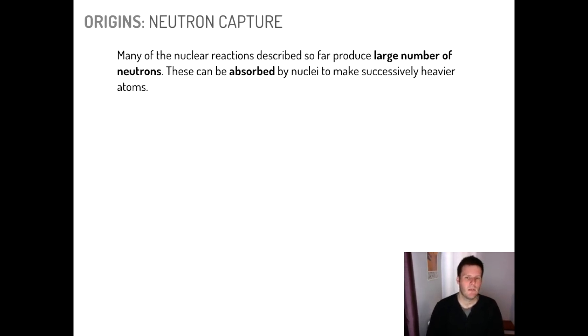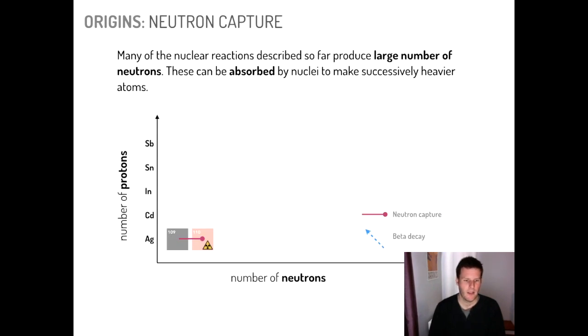Now, many of the nuclear reactions that we've described so far produce large numbers of neutrons. If we have large numbers of neutrons, these can be absorbed by nuclei to make successively heavier atoms. This is what we talked about right at the very beginning when we talked about neutron capture. So, in this example, we have on the y-axis the number of protons, so this tells us the periodic element, and on the bottom axis we have the number of neutrons. So silver 109 can be converted into silver 110 by capturing a neutron.